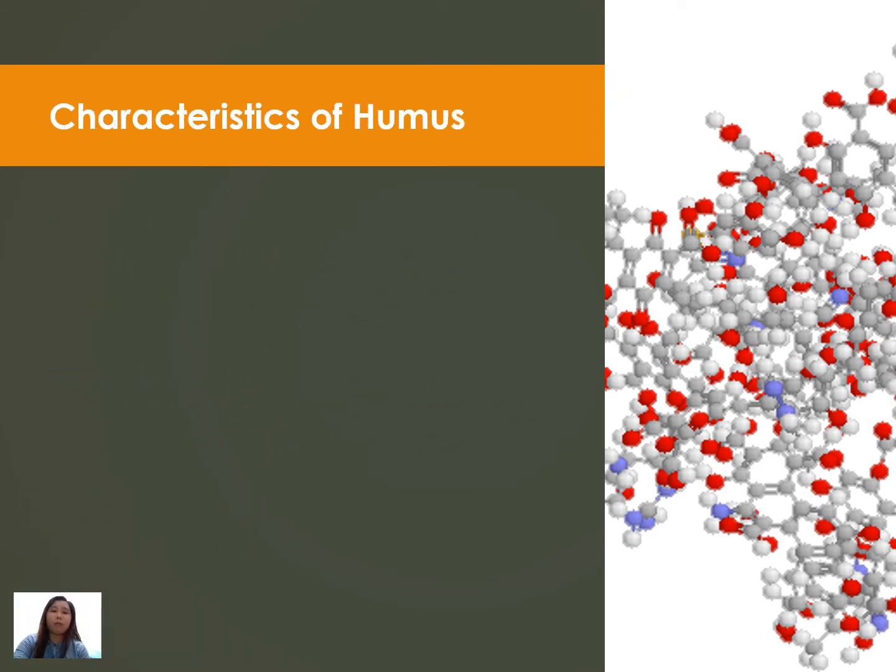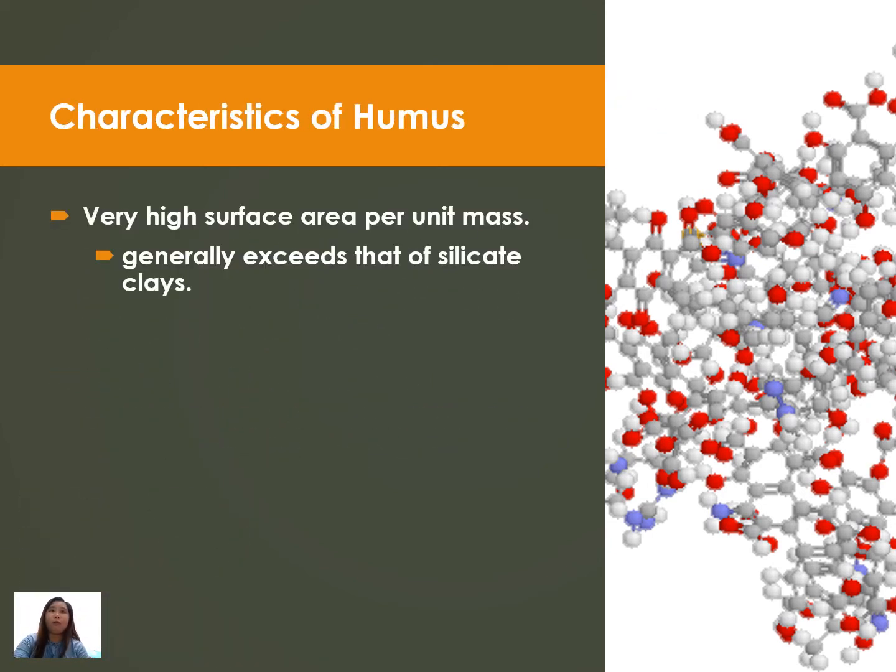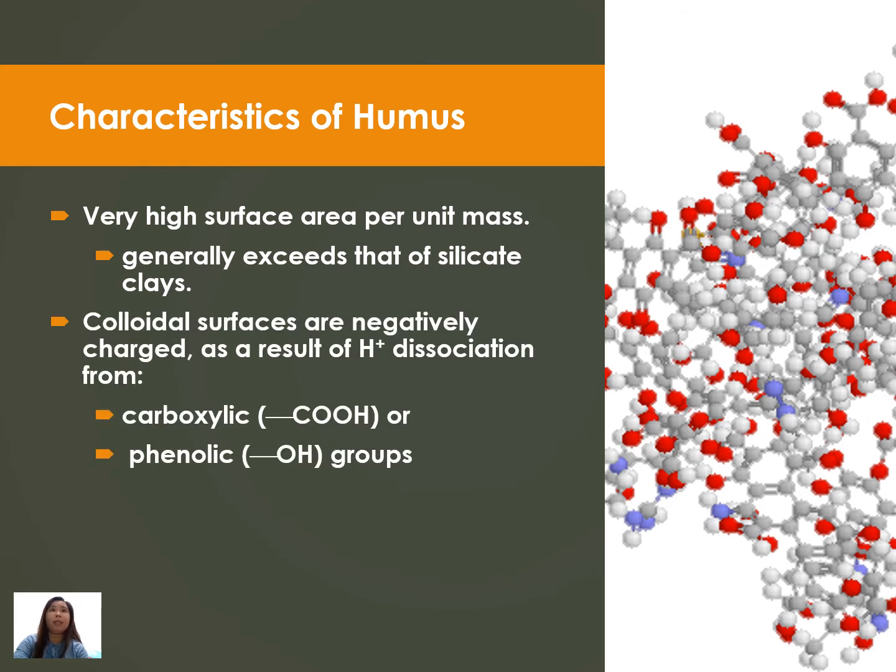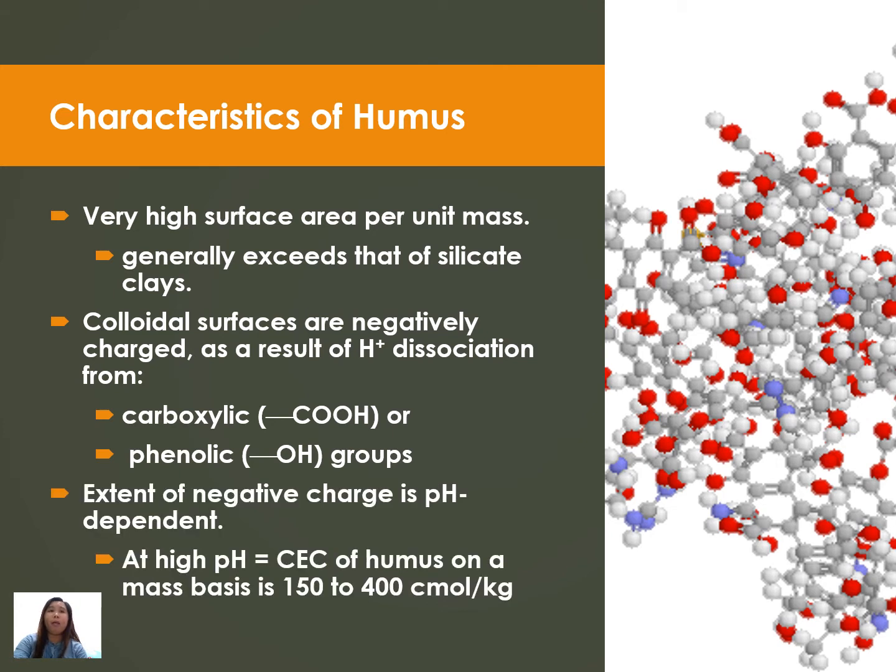Now let's look at the different characteristics of humus. First, it has a very high surface area per unit mass. It generally exceeds that of the silicate clays. Its colloidal surfaces are negatively charged as a result of hydrogen ion dissociations from the carboxylic and the phenolic groups. And the extent of its negative charge is pH dependent. For example, at high pH, the cation exchange capacity of humus on a mass basis is 150 to 400 centimoles per kilogram.